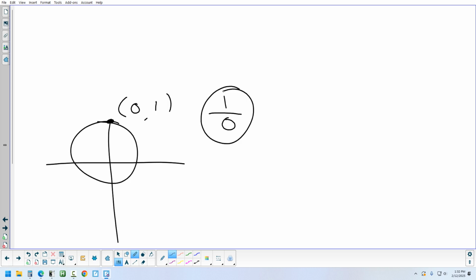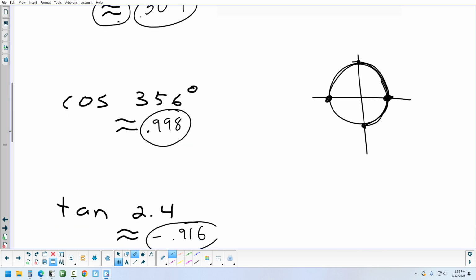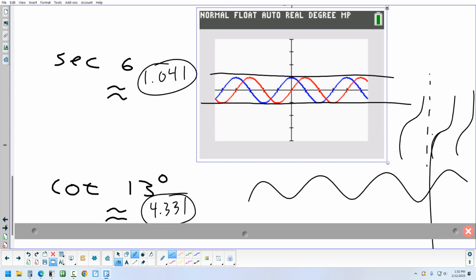So there's a lot of connections between the picture and the unit circle. If you start to understand it, it makes more sense when you put the two pieces together. All right, so any questions on how to type in any of the 6 trig functions on the calculator?